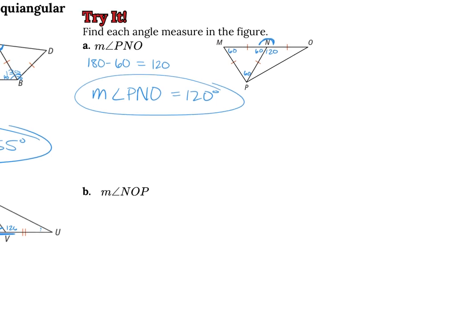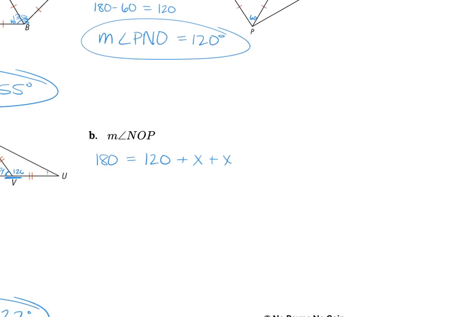Next we're going to look for NOP. So NOP is this angle. I have an isosceles triangle, so I know that all of those have to add up to 180 degrees. I know one of the angles, but I don't know what the two congruent angles are, so we're going to look for those. I'm going to be left with 60 divided by 2. So each of those angles, the measure of angle NOP, would be 30 degrees.